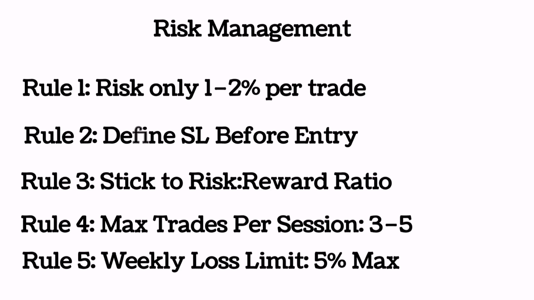Rule 4. Max trades per session, 3 to 5. Too many trades equals decision fatigue. Rule 5. Weekly loss limit, 5% max. After 3 losing days in a row, stop and review. Risk management is the real edge, more than entry signals.